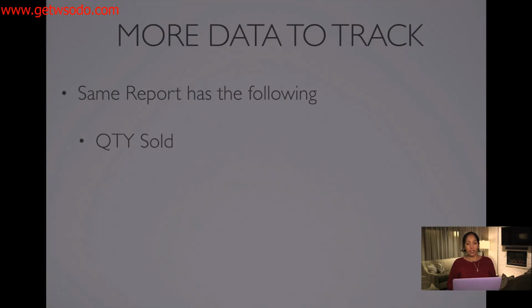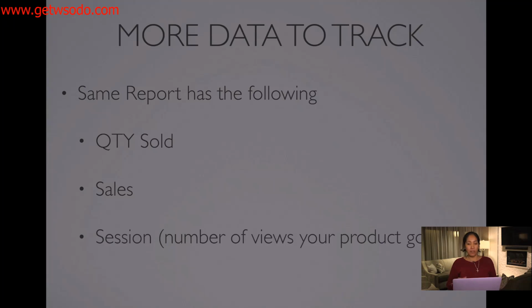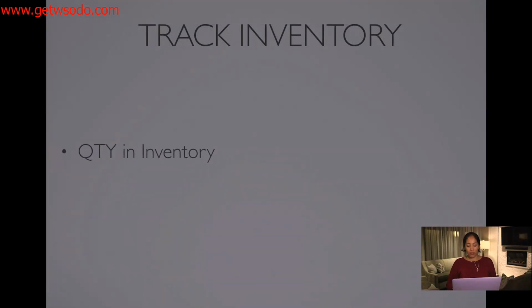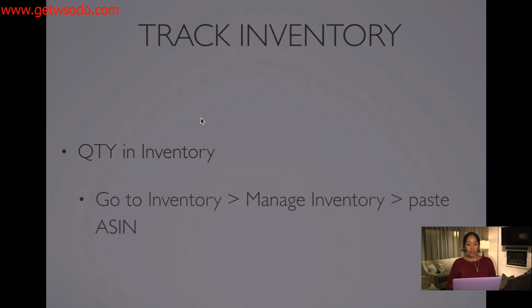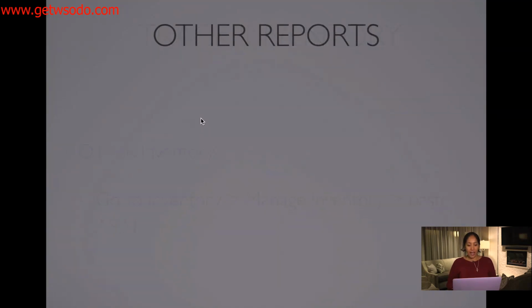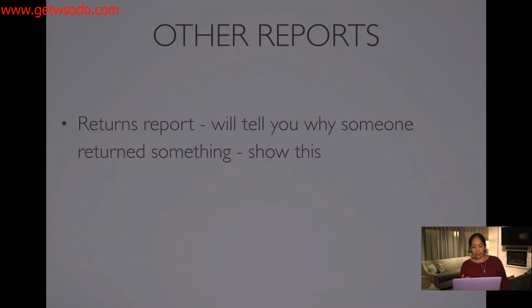This report can tell you how many units sold, how much the sales were, and the number of people that viewed your actual product, otherwise known as sessions. It can also track the unit session percentage, otherwise known as the conversion rate. And lastly, when you track inventory, try to have your client keep track of the quantity on inventory and notify you of that. But if you want to look at it yourself, go to Inventory, Manage Inventory, paste the ASIN, and you can actually see the inventory in stock.